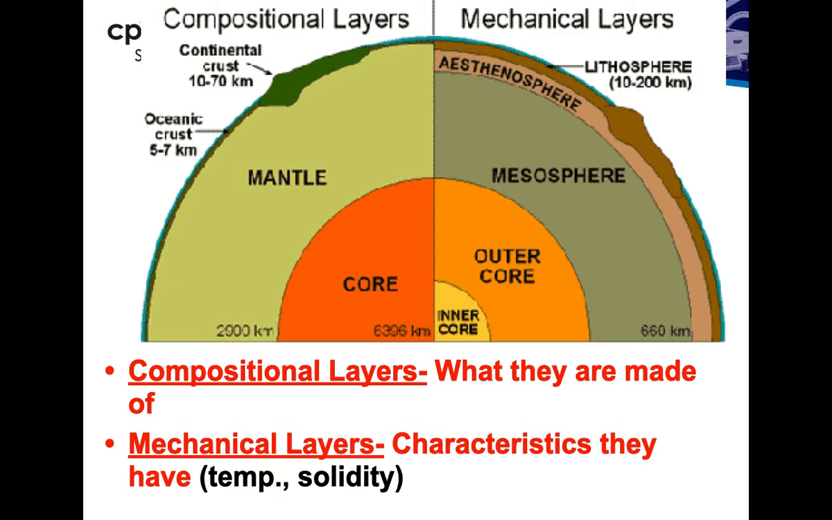Now the mechanical layers, like you guys see on the left-hand side, those are put into layers based on characteristics that they have. What's their temperature? Are they solid? Are they liquid? So lithosphere, asthenosphere, mesosphere, outer core, inner core. So it's not that we have the Earth divided into two and it looks like it on one side and the other. It's just saying, hey, if we split it up, we can actually split it up a couple of different ways.